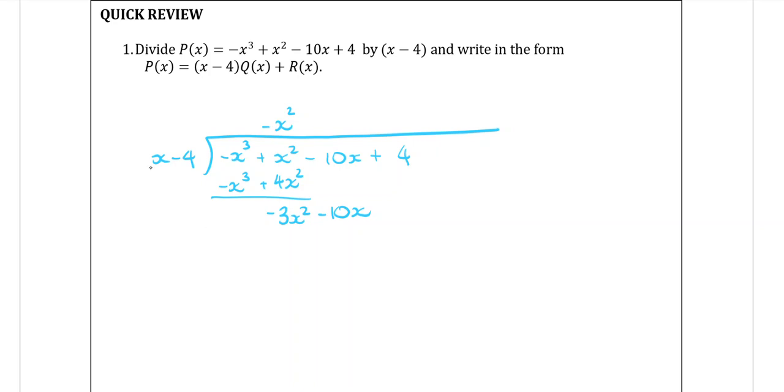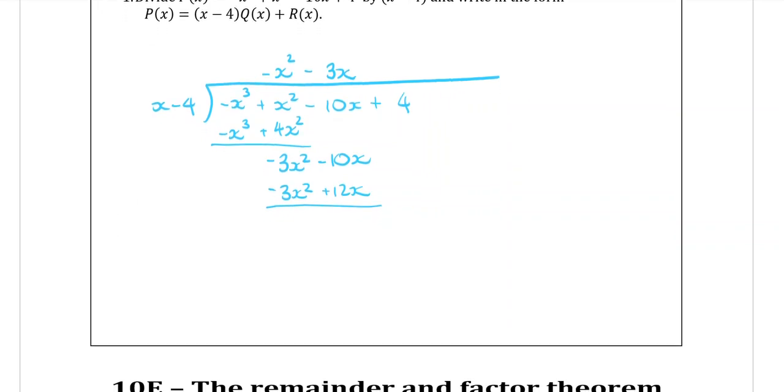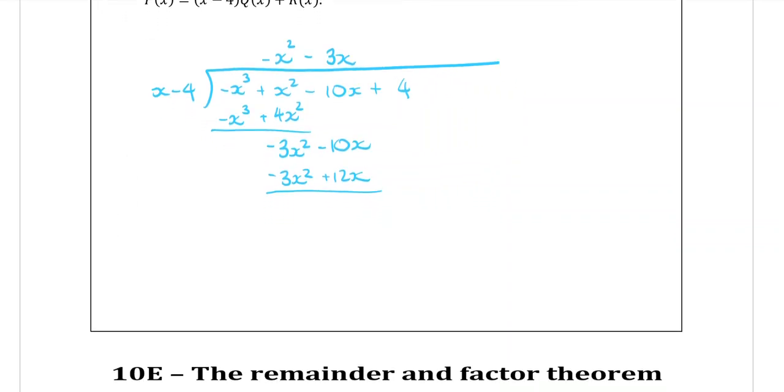Minus 3x squared divided by x is minus 3x. Timesing the 3x with each of my front terms, I get negative 3x squared. Minus 3 times minus 4 will be a plus 12x. Subtracting and the x squareds disappear. I have minus 10x minus 12x is negative 22x.